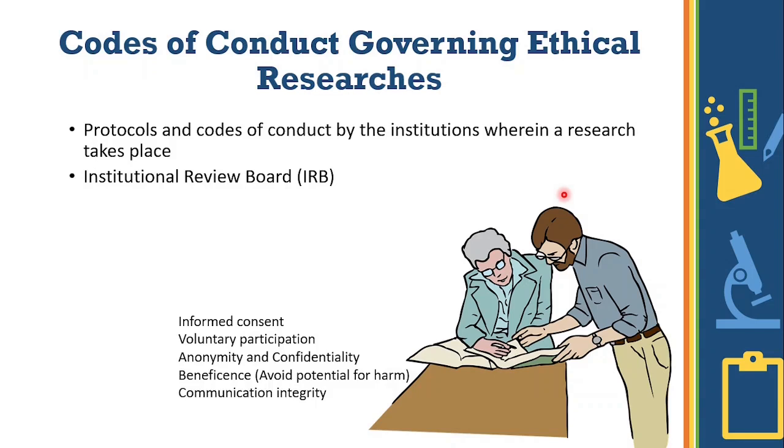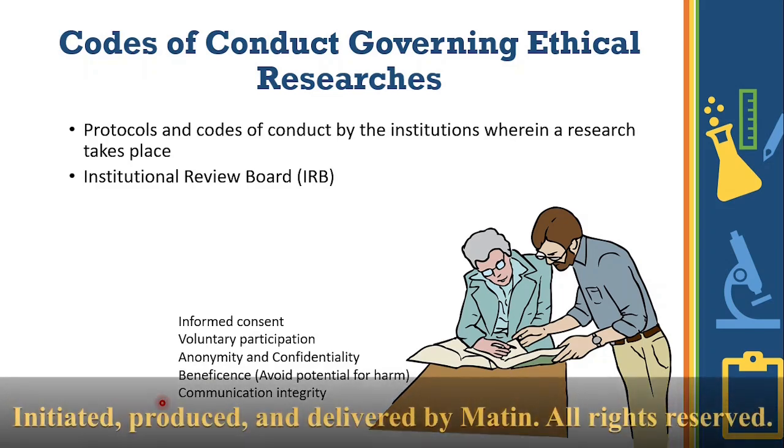And generally, researchers are based on these five main principles of ethics: informed consent, voluntary participation, anonymity and confidentiality, beneficence, and communication integrity. I will explain all of these principles in detail in the next video.